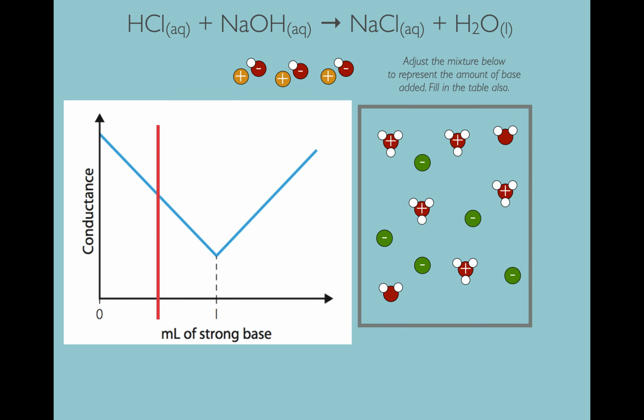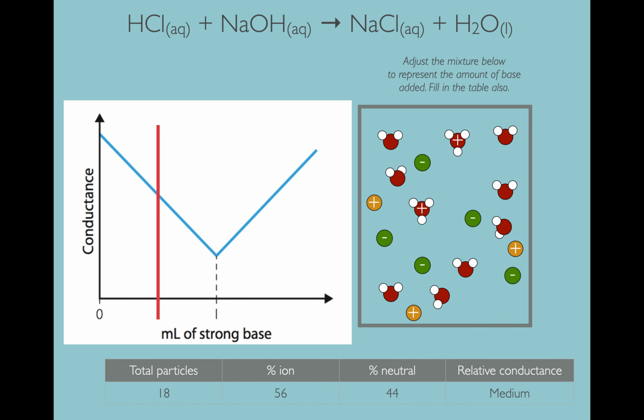As I move along to the right and I add more strong base, let's add them in. I think I've done an animation, and we can see what happens. So they're added in, my base. The hydroxides react with the hydroniums, and the sodium pluses go into solution there. So I've taken out some of the ions. So out of my total 18 particles now, I only have 56% ions. Okay, so the conductivity has gone down because I have less ions now. I've neutralized some of those hydroniums and turned them into water. So my relative conductance has gone down, so I'm calling it a medium.